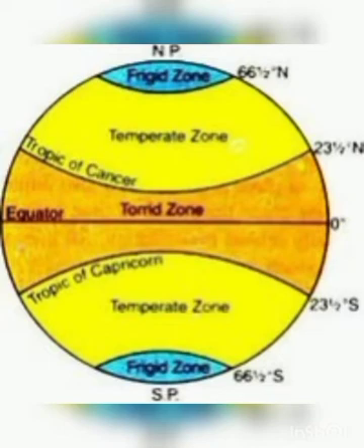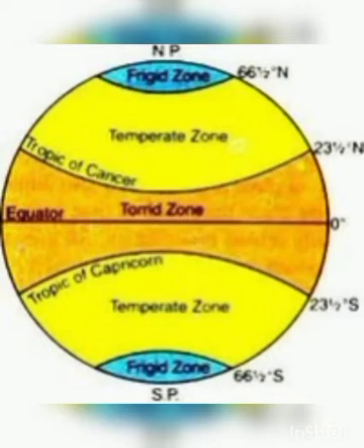Now listen here. This torrid zone has two regions: equatorial regions and tropical regions. What are equatorial regions? The areas near the equator, that is 10 degree north and south of the equator, are called the equatorial regions.